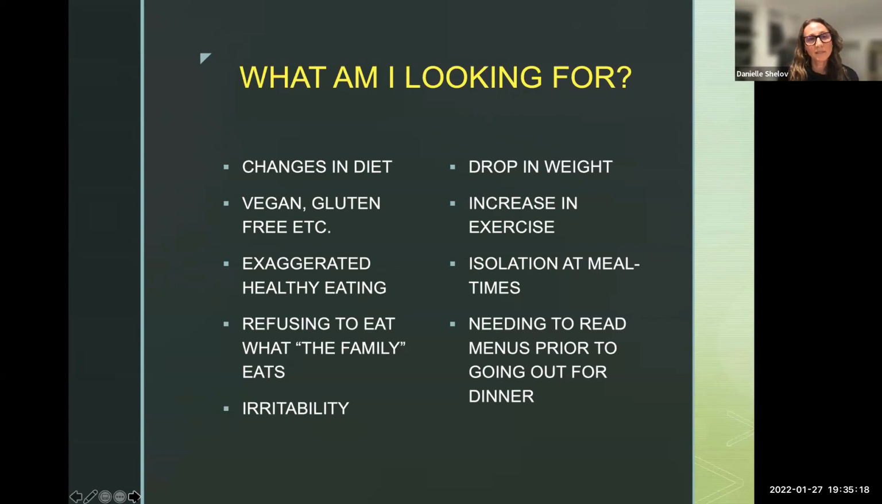Then the behavioral things that I really like to watch for, which is all of a sudden, if your daughter refuses to eat with the family, if she says, no, I'm not hungry at that time anymore, I want to eat earlier, or I want to eat later. We don't like isolation around food.